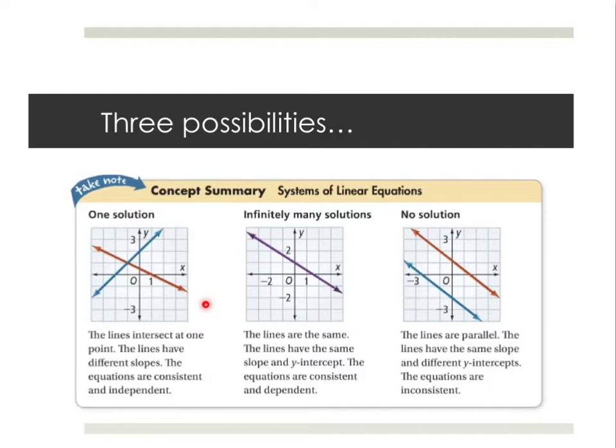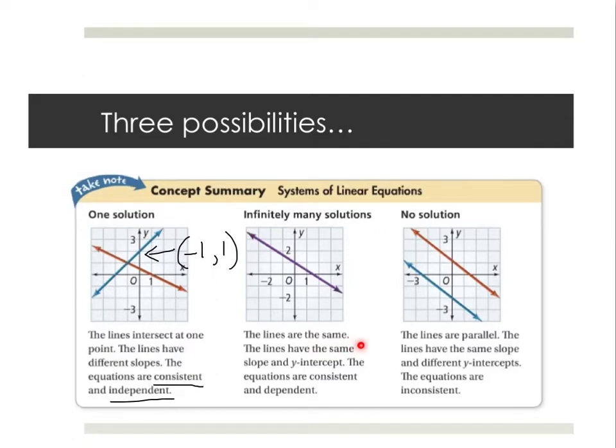It's consistent because it has a solution. It's independent because that solution is a single ordered pair. The solution to this particular system right here would be the ordered pair -1, 1. Okay, that's one possibility, and again, that's the most common one right there. The second possibility is that you have two different equations, but the lines are actually the same.